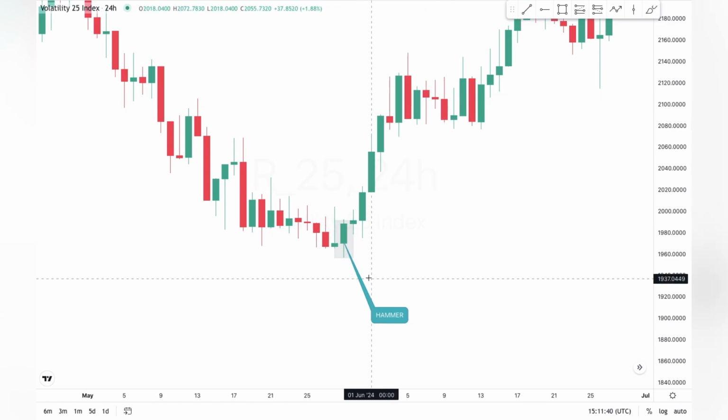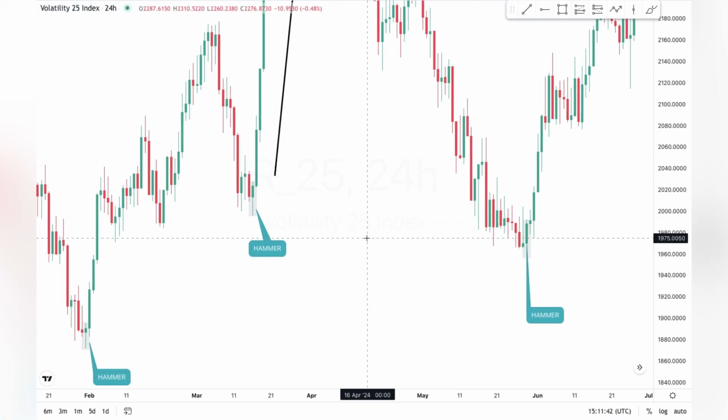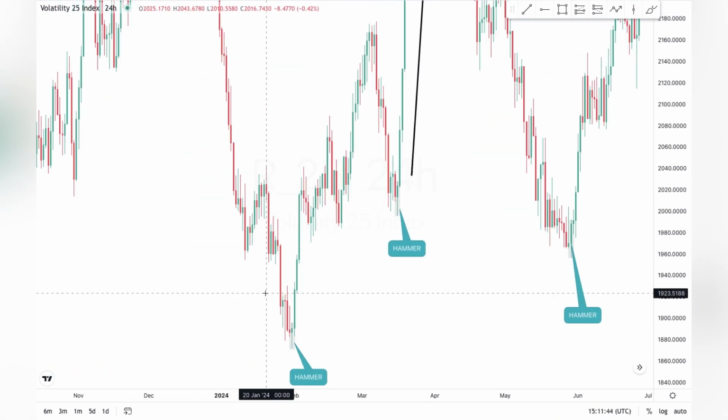So this is a live chart. You can see this is a hammer as well. This is a hammer and that's a hammer. So let's use GBPJPY to identify a few more hammers before we move to the next example.